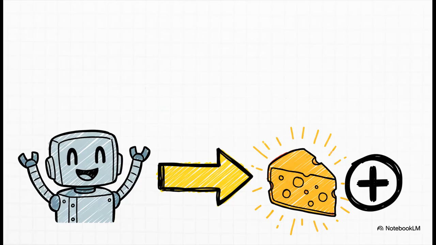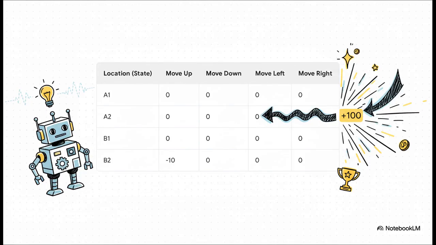Okay, let's fast forward a bit. After wandering around some more, our robot finds itself at location B1. This time, it tries moving right and jackpot. It finds the cheese and gets that massive plus 100-point reward. And what does it do next? You guessed it. It immediately updates that cheat sheet again. The score for moving right from B1 is now a huge positive number. The robot now knows that this specific action from this specific place leads directly to the best possible outcome.